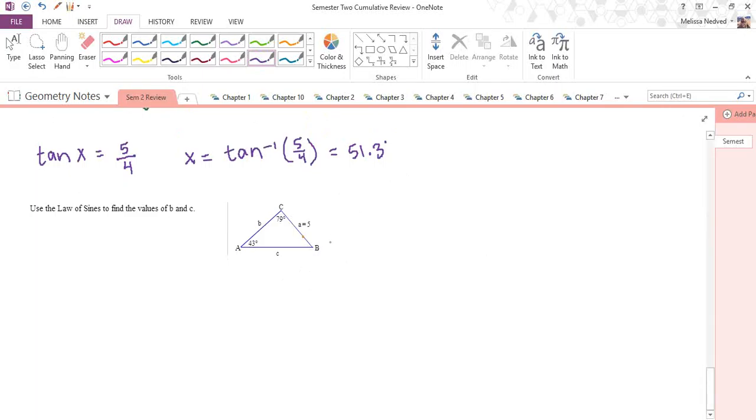So in place of SOHCAHTOA, when we don't have a right triangle, we have what's called law of sines. And before I even look at my picture, I'm going to go ahead and write that down. And remember, the important thing here is that our letters match up.